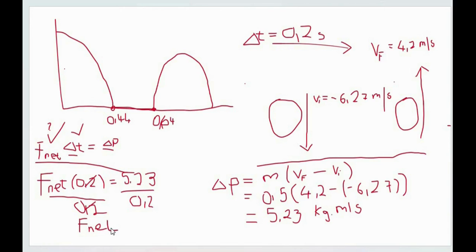26 comma something. It's gonna be positive, so your F net is gonna be 26.17 or 18 newtons. So that will be the value of your F net. I'm just trying to check something quickly. Because it's positive, you know that it will be going up, right? So that's how you would go about solving that problem, and this brings us to the end of question 3.4.